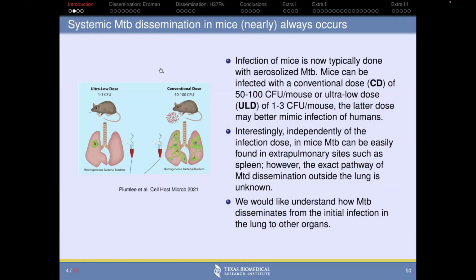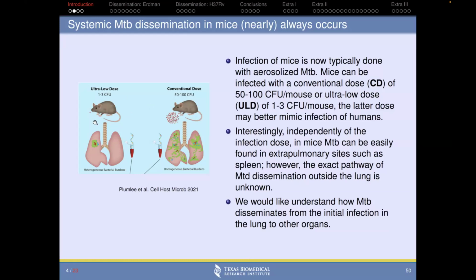We typically don't work with humans, just because it's difficult to trace early events of MTB infection in humans. So we use mice. If you infect mice with Mycobacterium tuberculosis, you will almost always see dissemination of the bacteria outside of the lung. You can do that if you infect mice with a so-called conventional dose, so if you aerosolically infect mice with about 50 to 100 bacteria, or colony-forming units, you will see dissemination. Or you can use a lower dose, what we call an ultra-low dose, which is a few bacteria, 1, 2, or 3 bacteria, developed by Kevin Urdel's lab in Seattle.